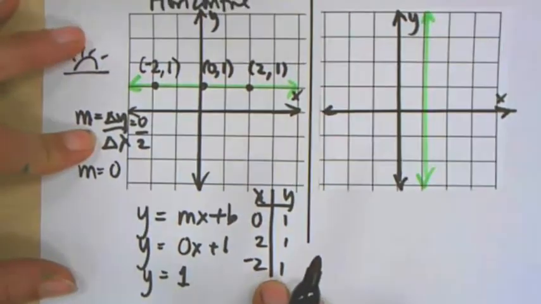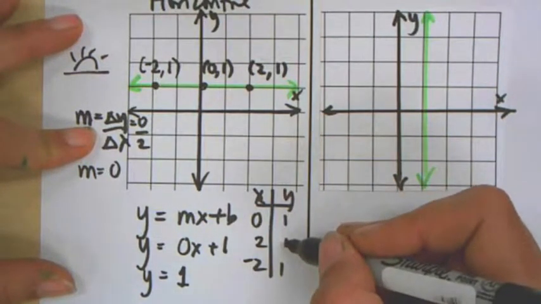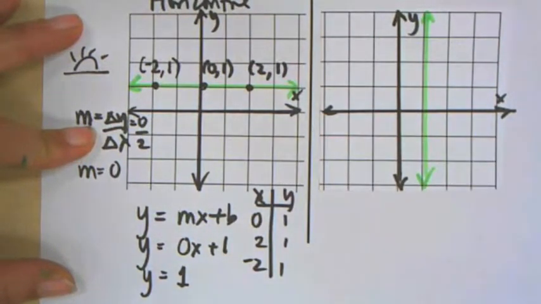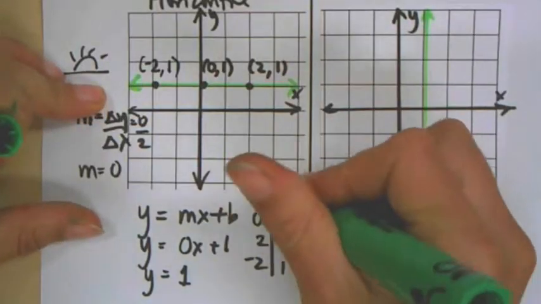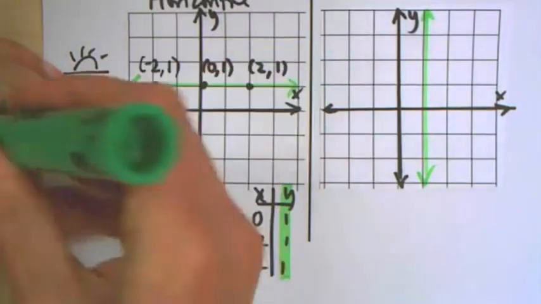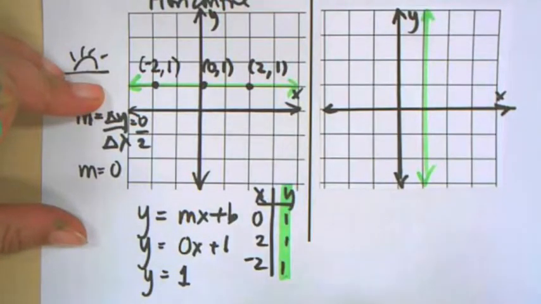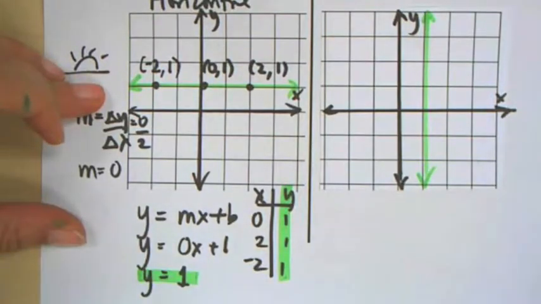In this special case of a horizontal line, what are we noticing? We're noticing that every single time, y is 1. Well, what does y is 1 mean? If you wrote that mathematically, y is equal to 1. So that is what is defining this line.